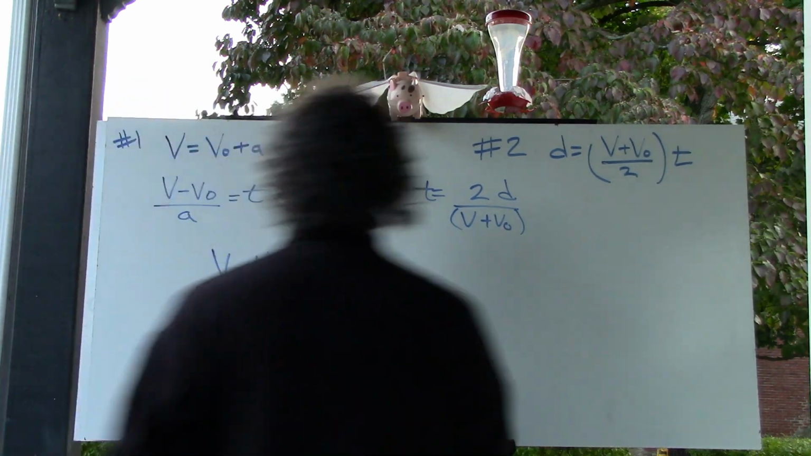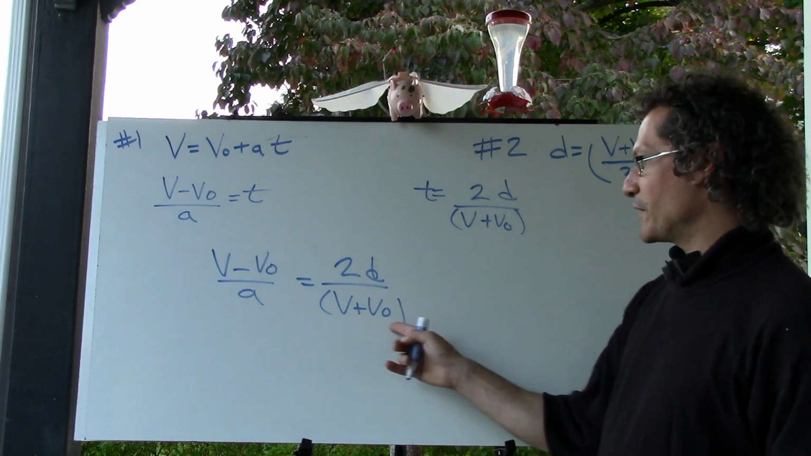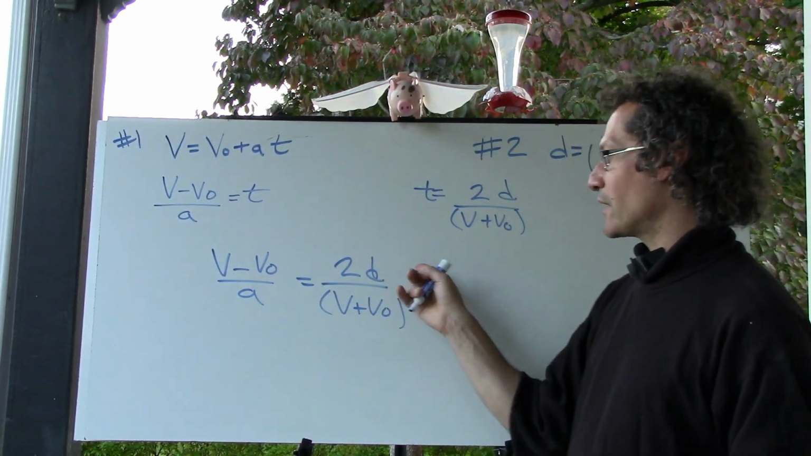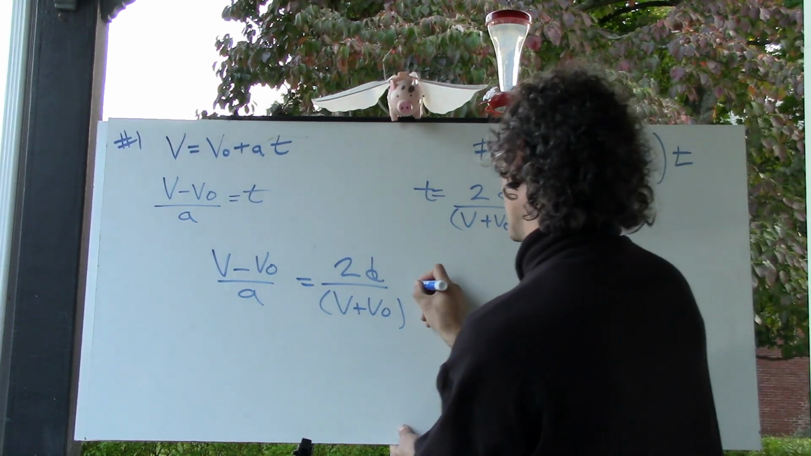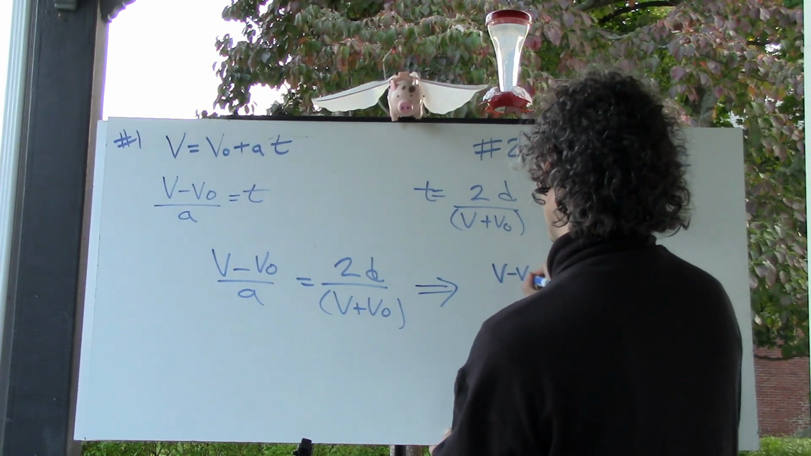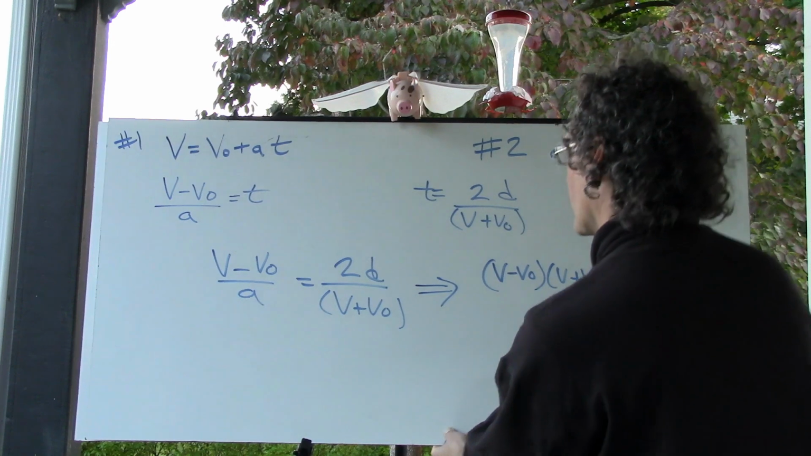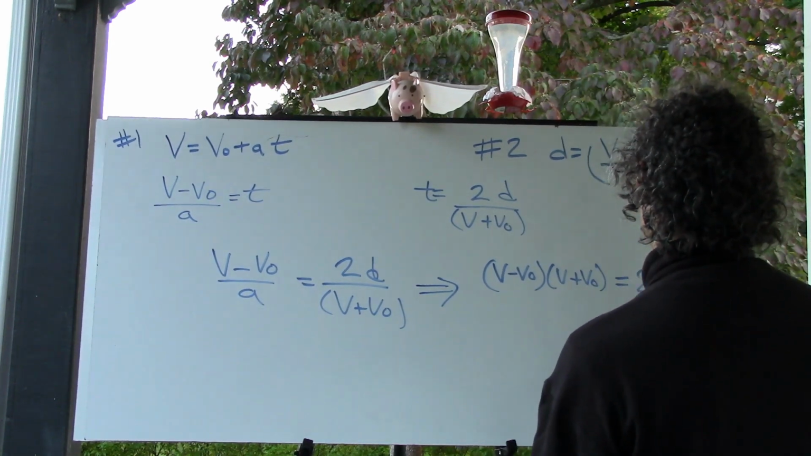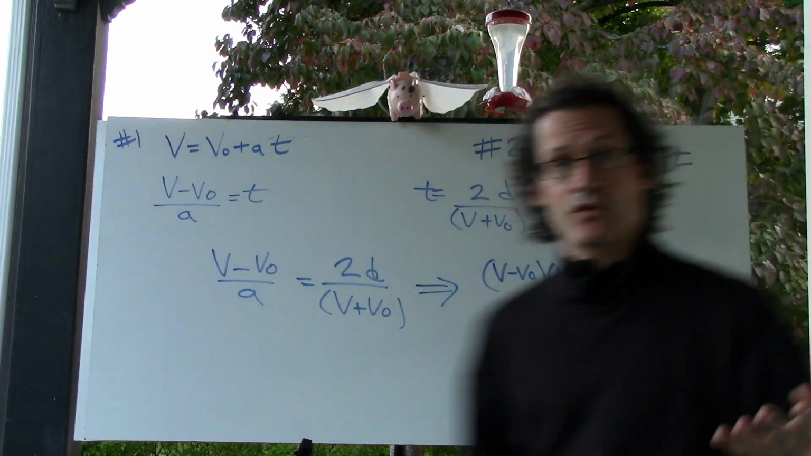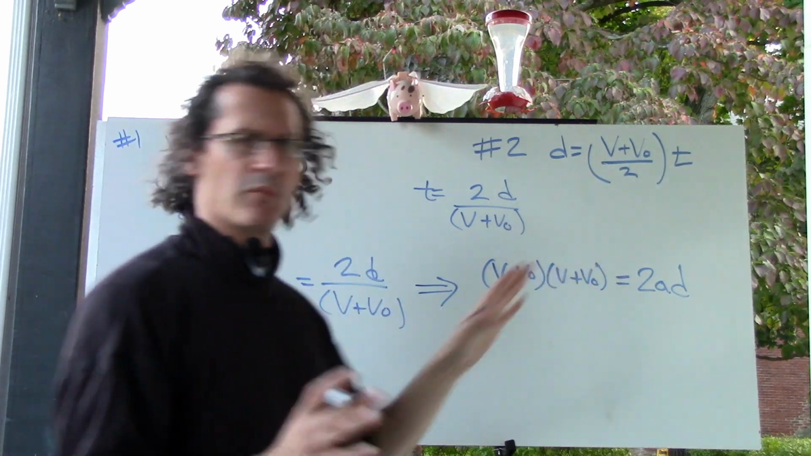What I'm going to do is multiply both sides by v plus v naught to get that over here in this numerator, and multiply both sides by a to get it over here in this numerator. So what we then have is v minus v naught times v plus v naught equals 2ad. The 2ad is good. This is a good sign because that is a term that's in the fourth equation. So I think we're on the right track here.